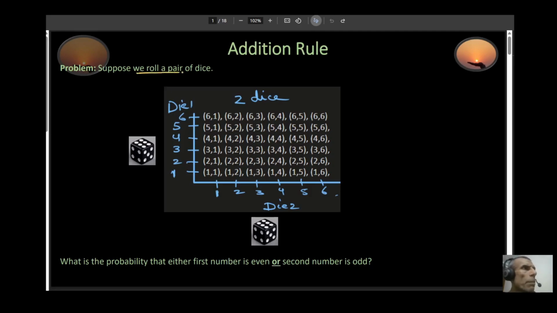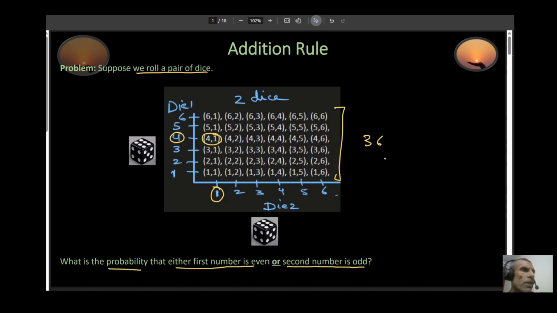Suppose we roll a pair of dice, and these are your total 36 outcomes. The way you read them is, for example, this 4 1 refers to your die 1, you got 4, and your die 2, you got 1. What is the probability that either the first number is even or your second number is odd?